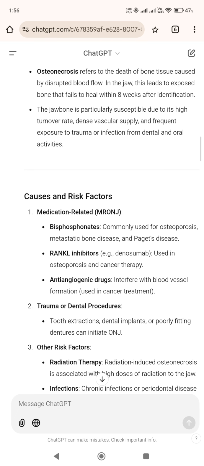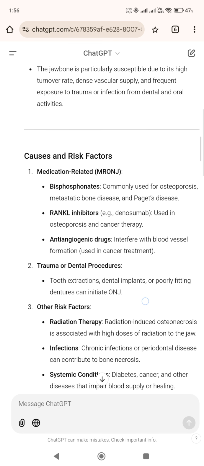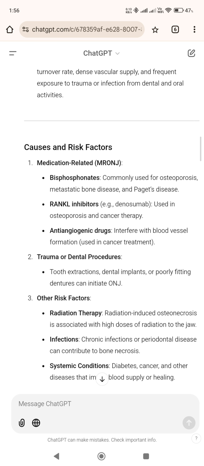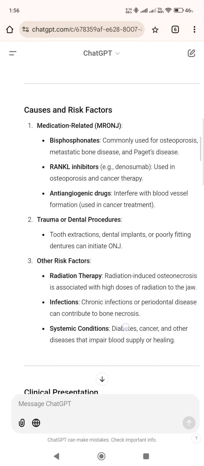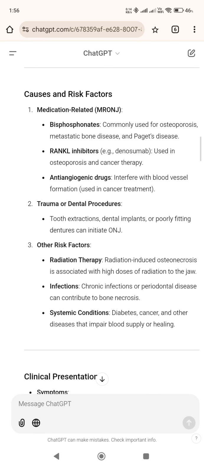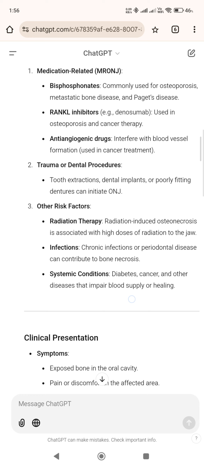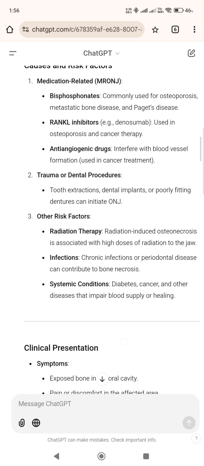Causes and risk factors. 1. Medication-related ONJ, MRONJ. Bisphosphonates, commonly used for osteoporosis, metastatic bone disease, and Paget's disease. RANKL inhibitors, e.g. denosumab, used in osteoporosis and cancer therapy. Anti-angiogenic drugs interfere with blood vessel formation, used in cancer treatment. 2. Trauma or dental procedures. Tooth extractions, dental implants, or poorly fitting dentures can initiate ONJ.